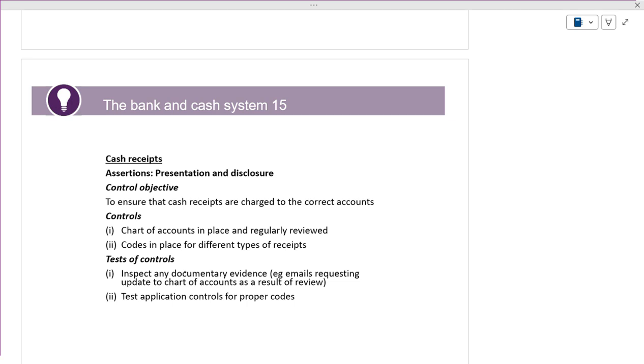We are talking in terms of cash receipts being charged to the correct accounts. Correct accounts means, again, we are talking in terms of the chart of accounts. They have been placed, reviewed regularly. I will add updated also.